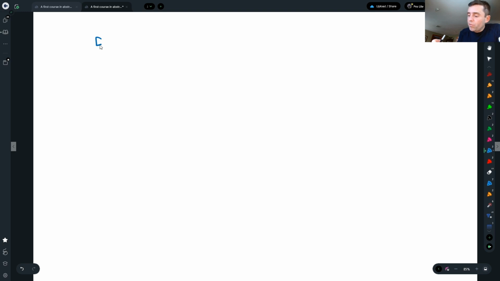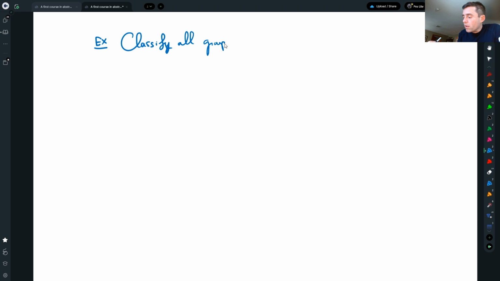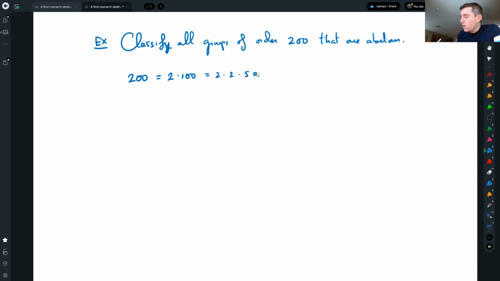Why is this helpful? So for example, I'm going to classify all groups of order 200 that are abelian. So we're going to use our theorem, and for that I need to know first what is the prime factorization of 200. Well, 200 is 2 times 100, is 2 times 2 times 50, is 2 times 2 times 2 times 25, so times 5 times 5.